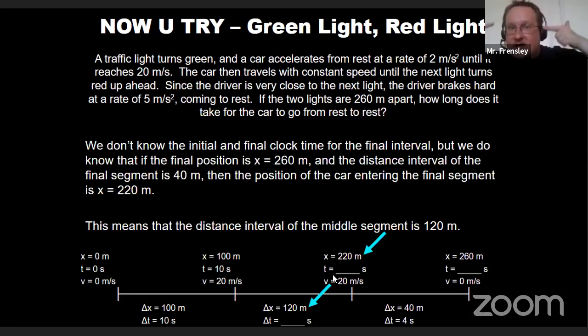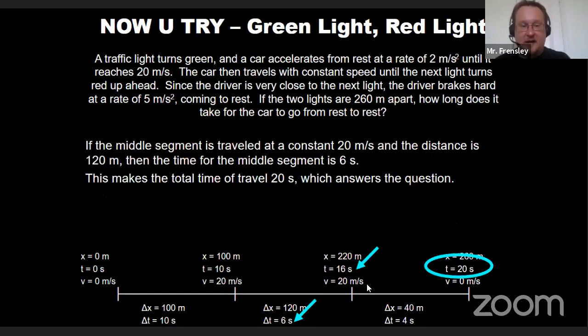You see how you're logically solving this out. So I'm going to go 120 meters in the middle segment. Well, the 120 meters is going to be spent going at 20 meters per second. So if I go 20 meters per second for the 120 meters of the middle segment, then that's 6 more seconds. So I spend 10 seconds speeding up, 6 seconds going constant speed, 4 seconds slowing down, 20 total seconds for my journey.